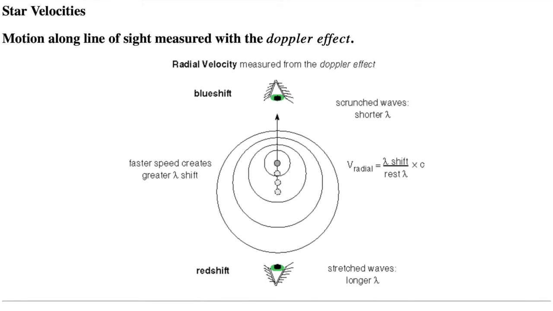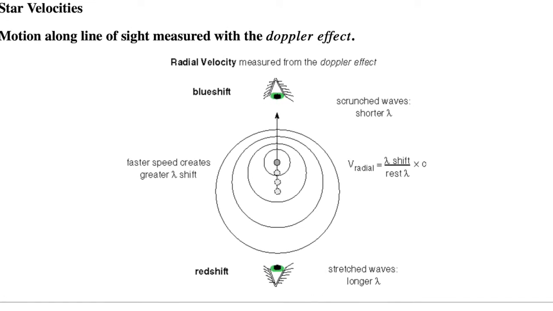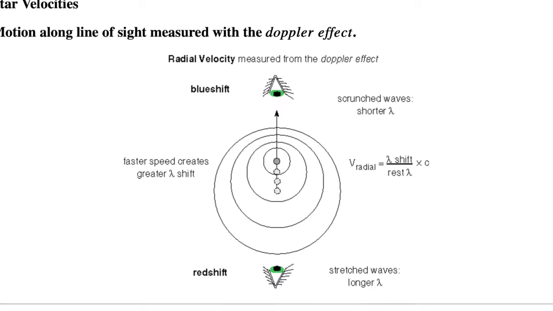Next slide. Speaking of star velocities, the motion along the line of sight is measured with the Doppler effect.